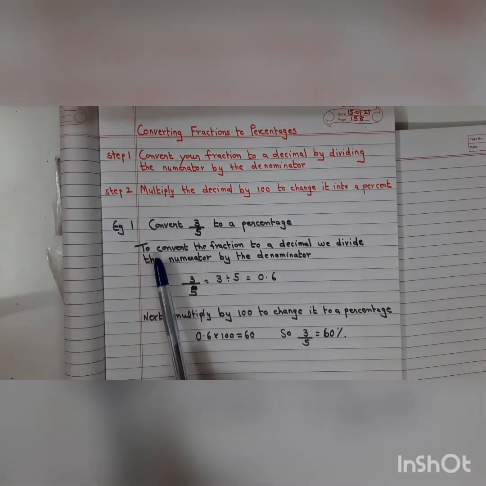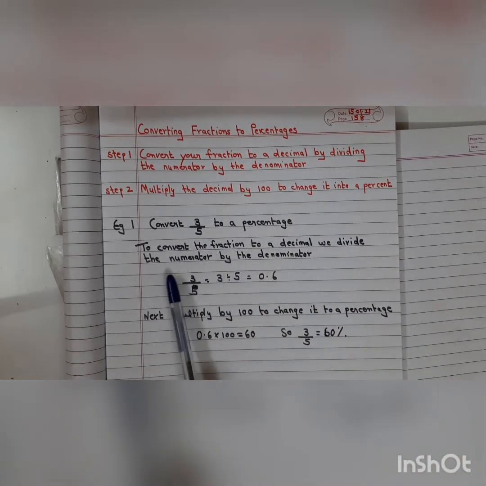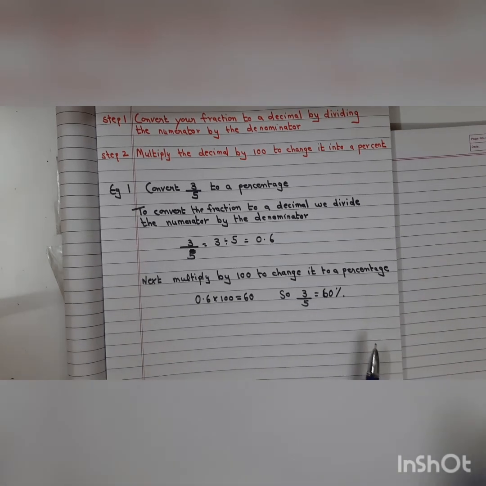Now convert 3 upon 5 to a percentage. What is the first step? We are converting the fraction to a decimal by dividing the numerator by the denominator. So children, we divide this. 3 upon 5: when you divide 3 by 5, you will get 0.6. Now, what's your next step? Step 2, you have to multiply it by 100. When you multiply it by 100, we use the rule. What is the rule which I said? Shift 2 places to the right. Why 2 places to the right? Because 100 has 2 zeros. Right? This, children, I have taken from your textbook. The same thing is there.